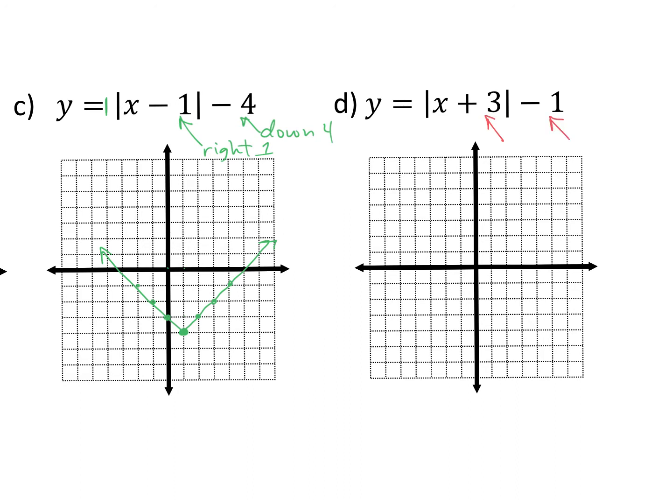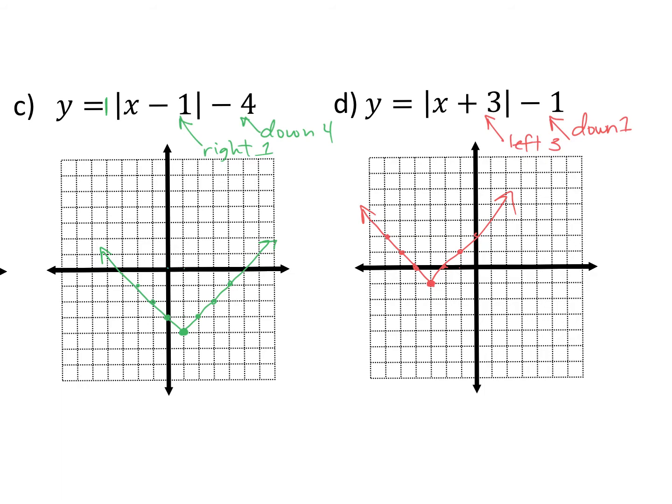Where are you moving? Down 1. To the left 3, yes. So if we go to the left 3, 1, 2, 3, and down 1, you should be here. Your A term is still a 1. There's no number out in front of our absolute value bars. So up 1 over 1 on all of those, and it looks like that. Fantastico, right? You love graphing absolute value? I love graphing absolute value.